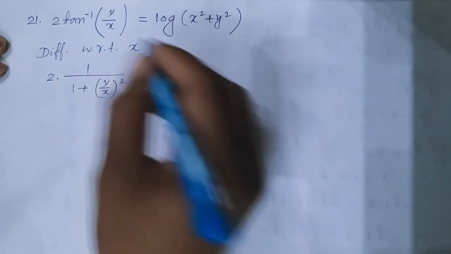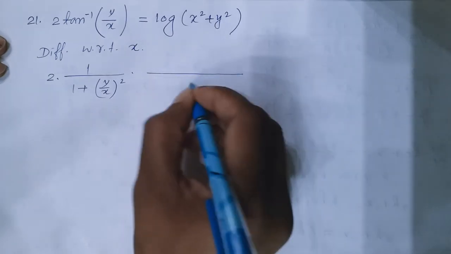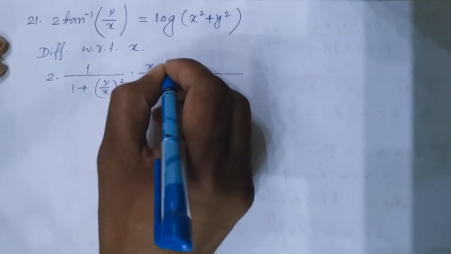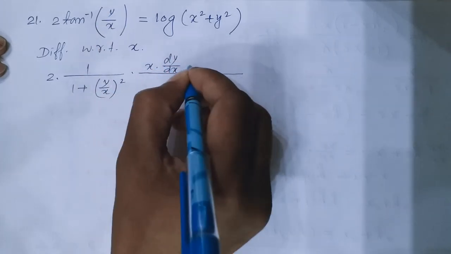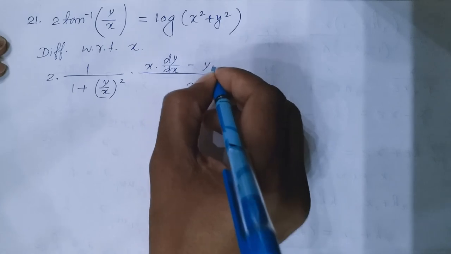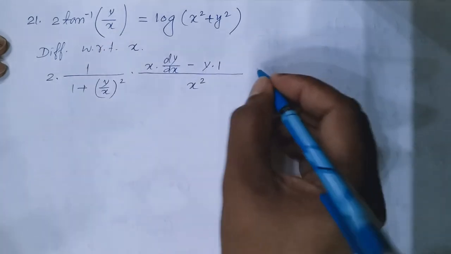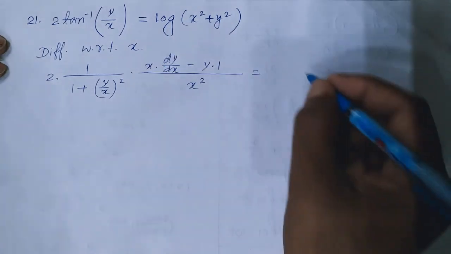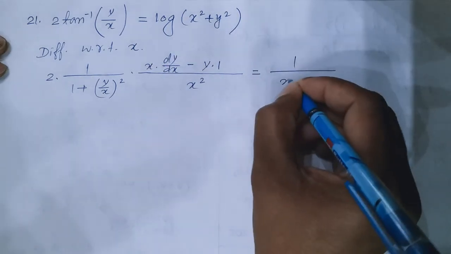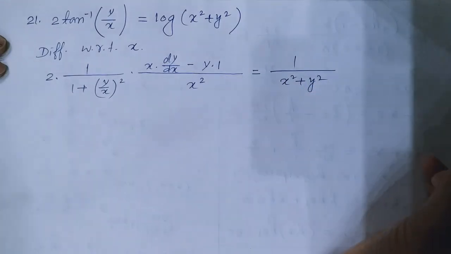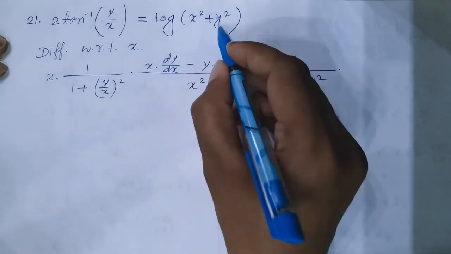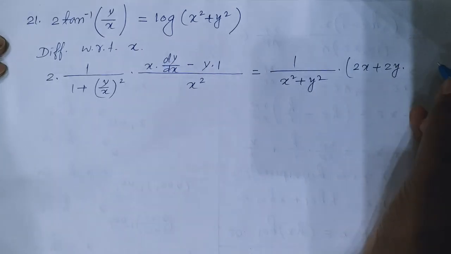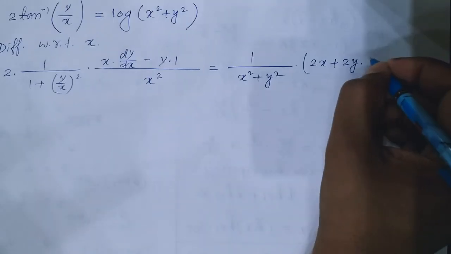derivative of y by x. This is a quotient function, so denominator square we write, x square, then x into derivative of numerator, it will be dy/dx compulsory, minus y into derivative of denominator, is 1. This is the differentiation of the left hand side. Go to the right side, is equal to logarithm, the derivative is 1 by the term, x square plus y square. Then derivative of the inner part, it is simply twice x plus twice y, and for y, you have to write dy/dx.